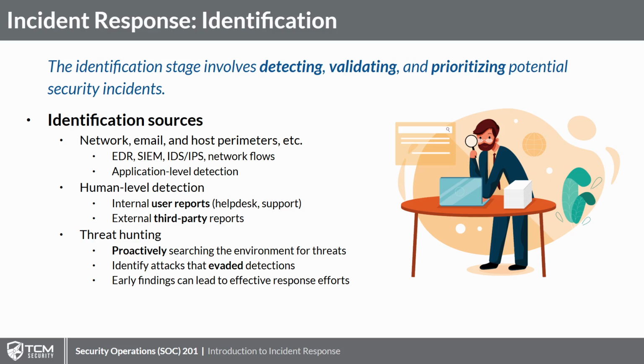Now, the identification of an incident is something that needs to be stated, right? How can we effectively respond to an incident if we don't know that one's even occurred? And how can we verify that something we find is actually an incident? And what is the criticality or the priority that we should assign to it?